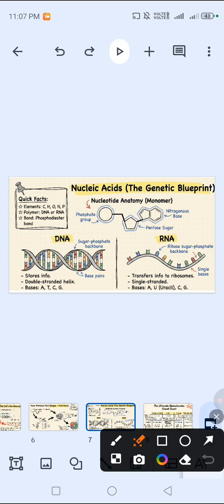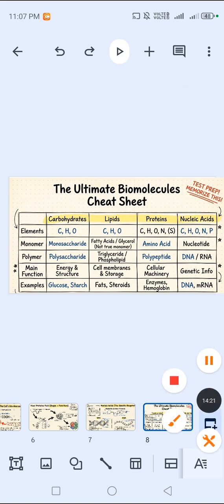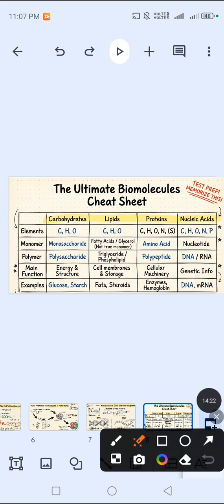So this is all about the biomolecules, and here is the summary of all the biomolecules. Okay, so you can read it easily for test preparation and memorize it easily. So that's all about biomolecules.